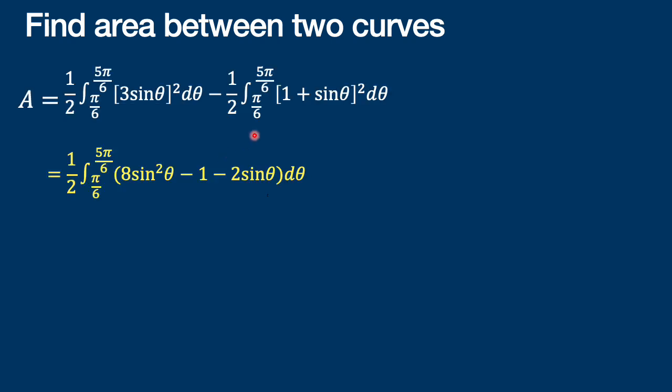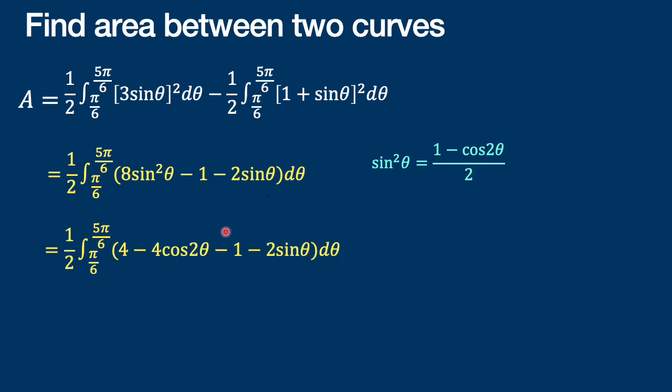So how are we going to evaluate this one? For sine squared theta, the power is even, so we use the power reduction formula, (1 minus cosine 2 theta) over 2. So you have 8 times (1 minus cosine 2 theta) over 2, which gives 4 minus 4 cosine 2 theta minus 1 minus 2 sine theta. 4 and negative 1 give 3, so 3 minus 4 cosine 2 theta minus 2 sine theta.